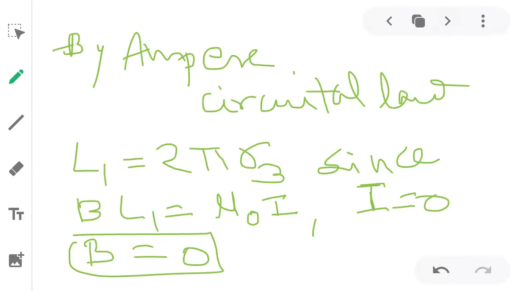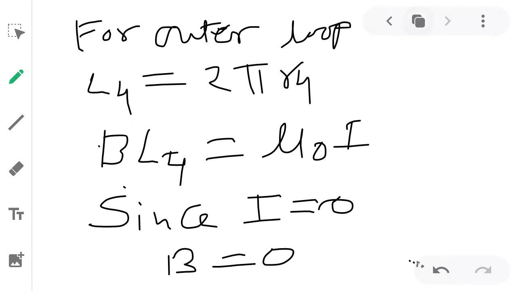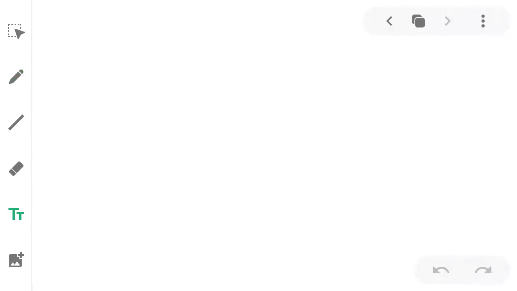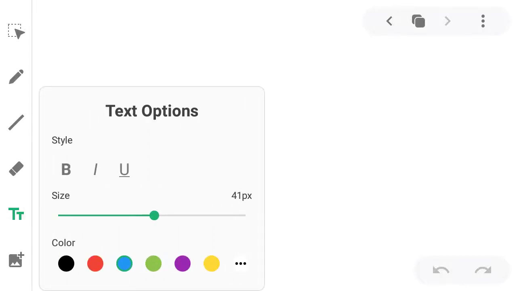Now we'll go to our next topic. It has different applications. Now we have a main topic, a very important topic of our class 12 chapter for exam purposes: the cyclotron.